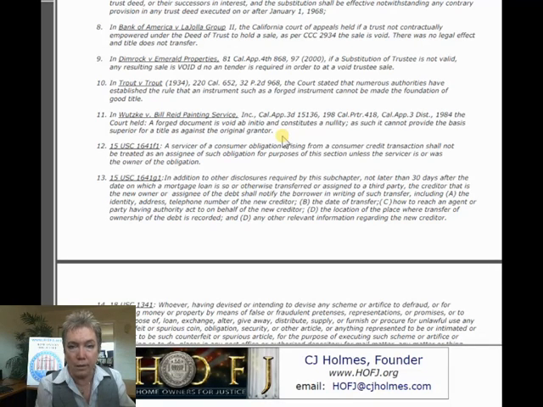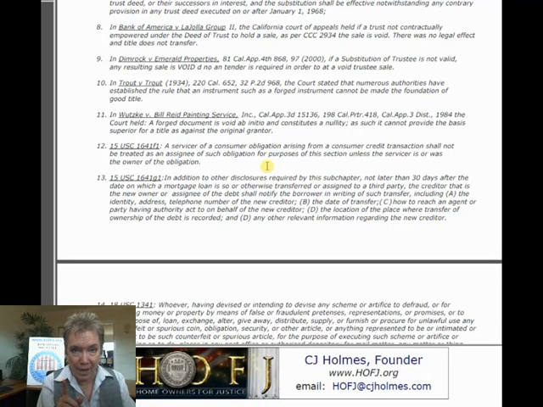They took my house illegally. Can that be reversed? I wanted to really point this one out. This is really huge. Most of us don't know this. It's U.S. Code 1641F1. A servicer of a consumer obligation arising from a consumer credit transaction shall not be treated as an assignee of any such obligation for purposes of this section unless that servicer is or was the owner of the obligation. And you and I all know that the servicers were never the owners of the obligation. They never were, and they never are right now.